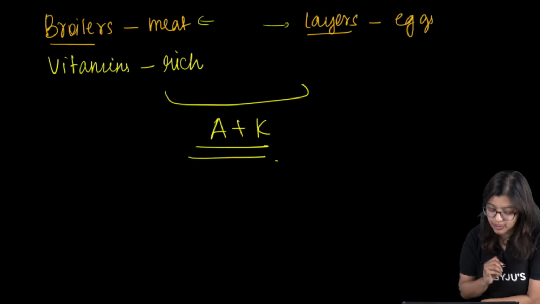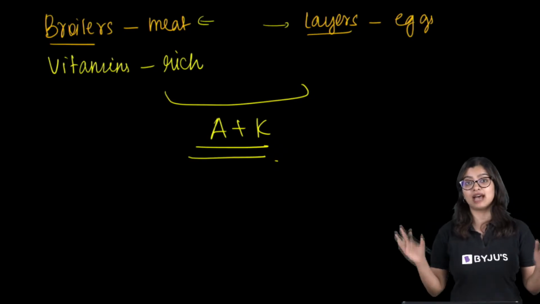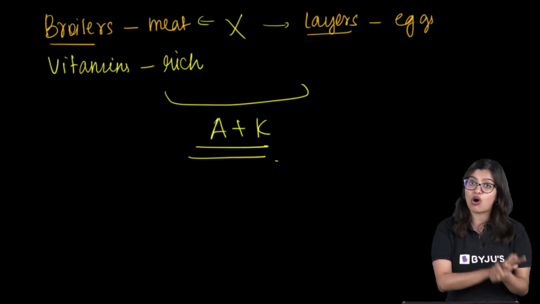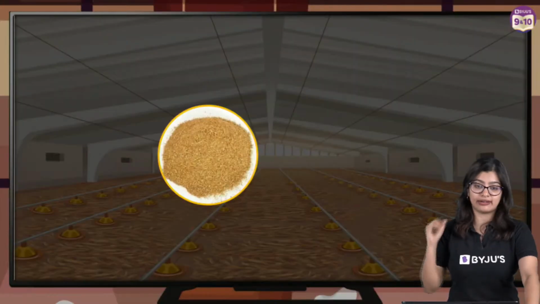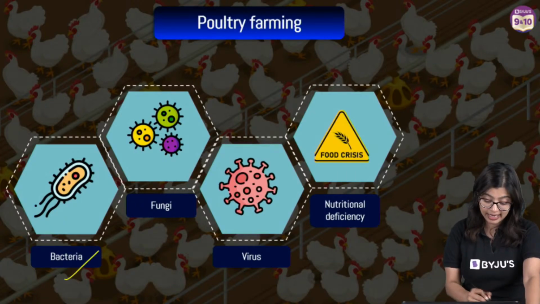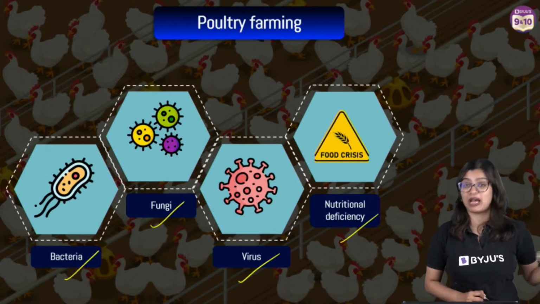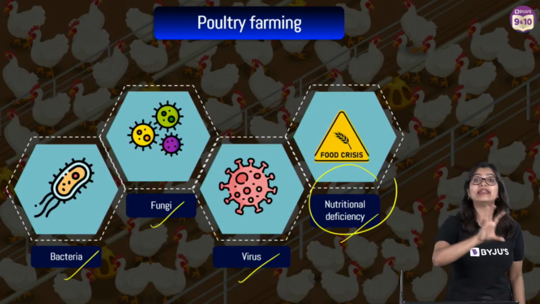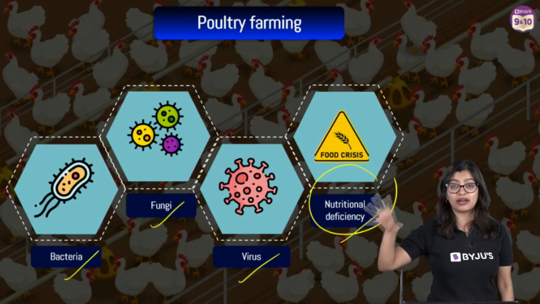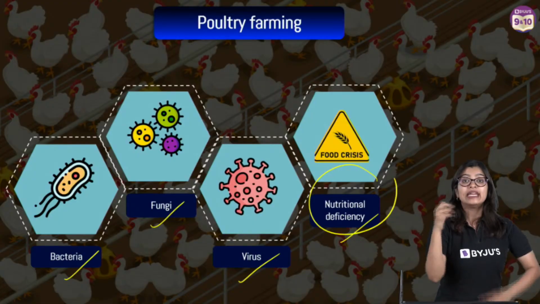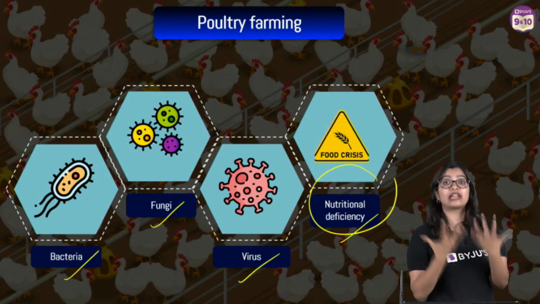Nutritional requirements between broilers and layers are different. Why? Because of the reason we are rearing them for. And last but not the least, because they can be susceptible to various pathogenic diseases and of course nutritional deficiencies, we need to keep in mind that the diet that we provide is able to tackle it. They are able to protect themselves.